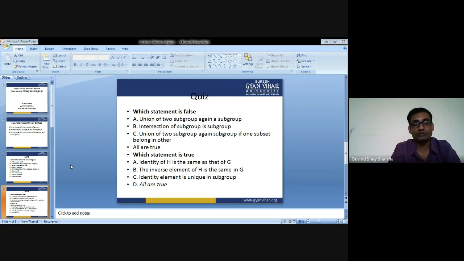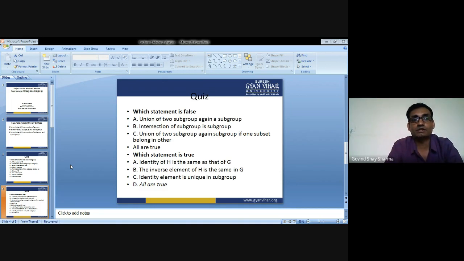Which statement is false? Union of two subgroups again a subgroup. Intersection of subgroups is a subgroup. Union of two subgroups is again a subgroup only if one subgroup is contained in the other. All are true. The union of two subgroups being again a subgroup is only a special case; it is condition based. Because if one subgroup belongs to another subgroup, then the union is again a subgroup. So A is false.